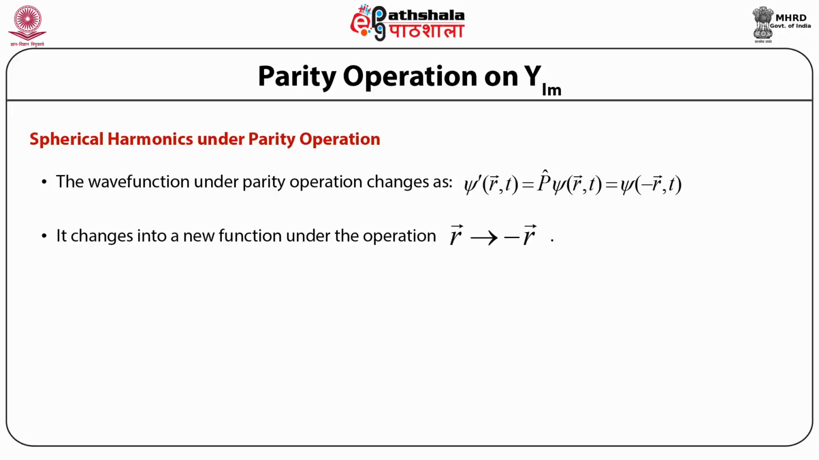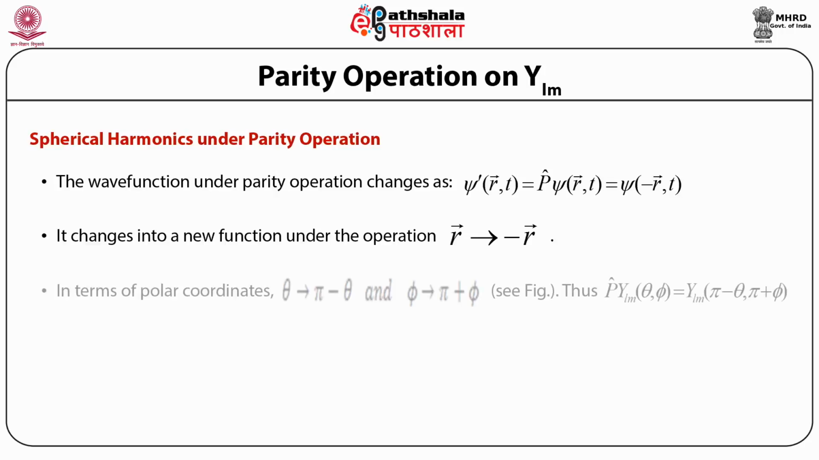That is, when the parity operator acts on the wave function, it changes under the operation vector r going to minus vector r. In terms of polar coordinates, the parity operation changes the angle theta as theta goes to pi minus theta, and changes the angle phi as phi goes to pi plus phi. Thus, the parity operator acting on the spherical harmonic Y_L^M(theta, phi) will return the spherical harmonic Y_L^M(pi minus theta, pi plus phi).